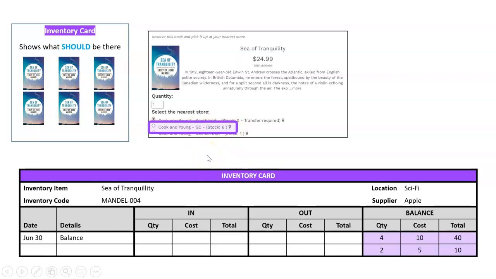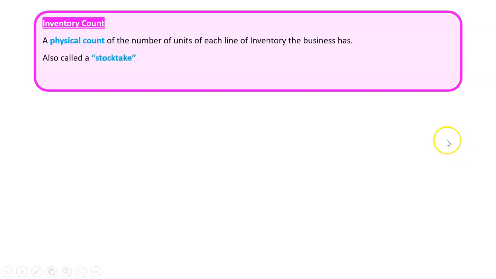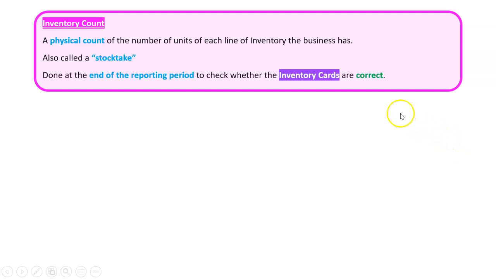But that's only what should be there. What we need to do is actually do an inventory count, and that shows what's actually there. For example, maybe there's only 4 books there and 2 are missing. Or you could actually end up with more. Maybe there would be 7 books there. But the point is we should actually count how many units of inventory are actually there. That is what's called an inventory count. It's a physical count of the number of units of each line of inventory the business has. You might see the term stock take. That's also the same thing. And it's done at the end of the reporting period to check whether the inventory cards are correct.